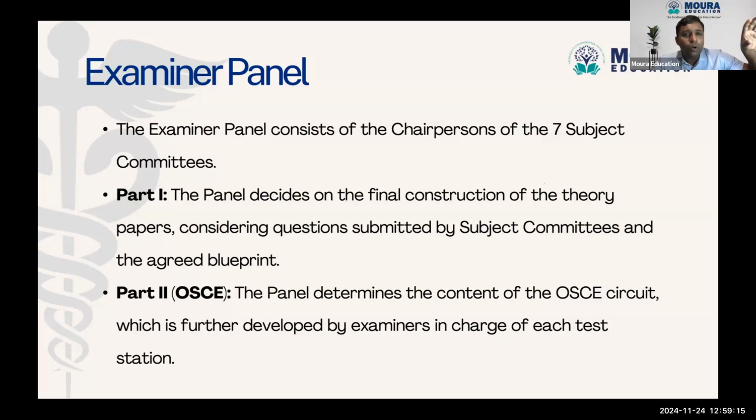On the exam day morning, there is a special meeting. I forgot the name. So the chief examiner will choose the exam questions from the pool suggested by the committee. Say Medicine might give 10 questions, and Obs and Gynae might give 10 questions. Then the chief examiner, who is responsible for that particular exam that year, will choose the questions from that pool, which has been suggested by the committee. Then that will be given to you. That is how it happens.